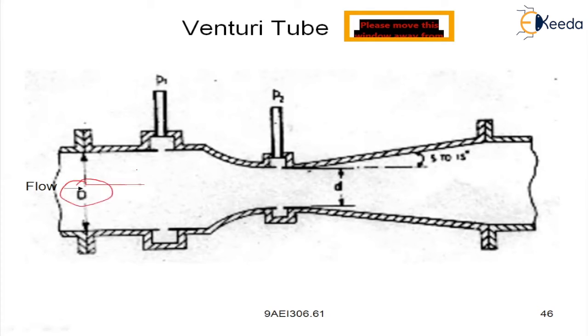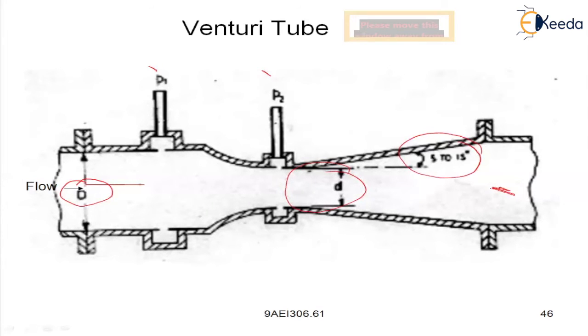This is D. The pressure difference is between P1 and P2. This is at the upstream, and this small d is the throat. This is the angle. Here this is the diverging section, this is the converging section, and this is the cylindrical throat.